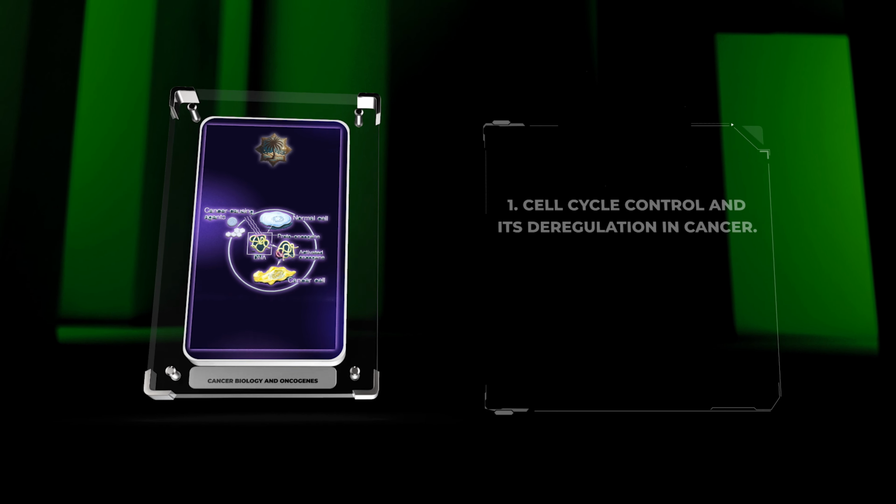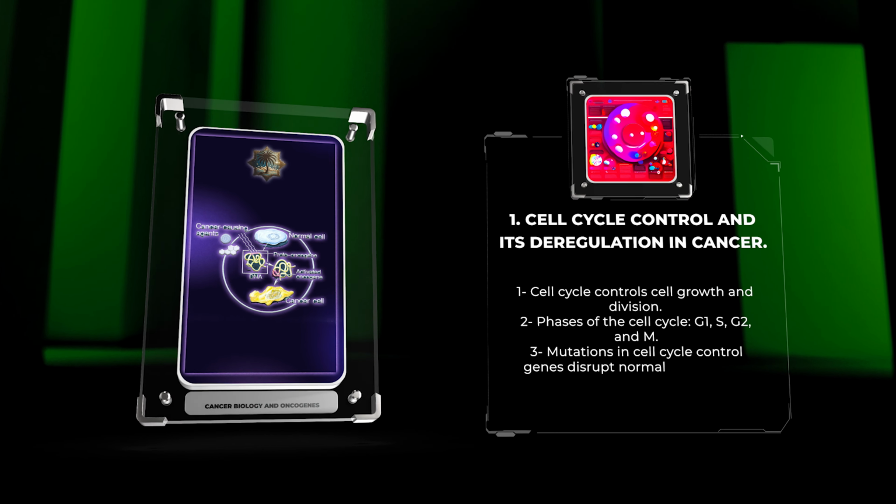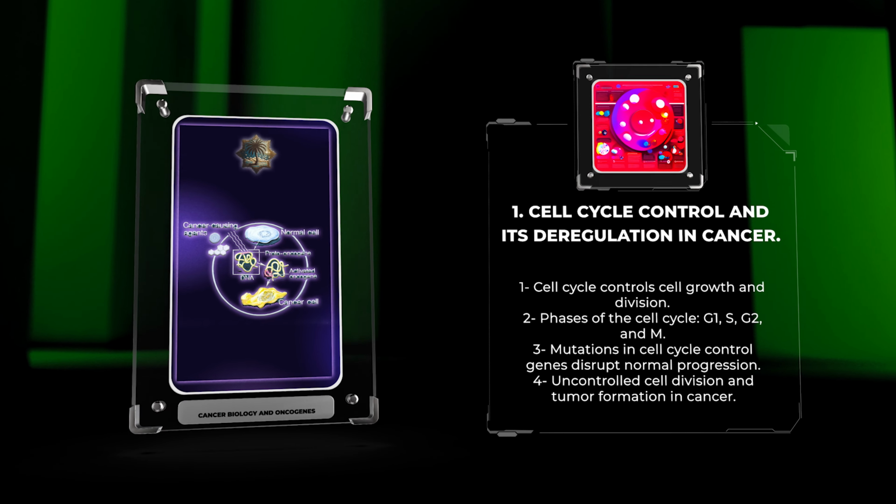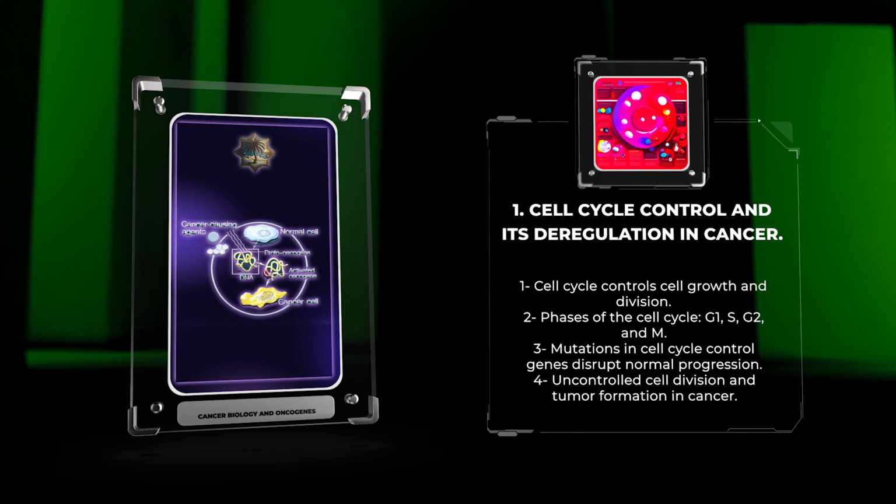The cell cycle controls cell growth and division through phases such as G1, S, G2, and M. In cancer, mutations in cell cycle control genes disrupt the normal progression, causing uncontrolled cell division and tumor formation.